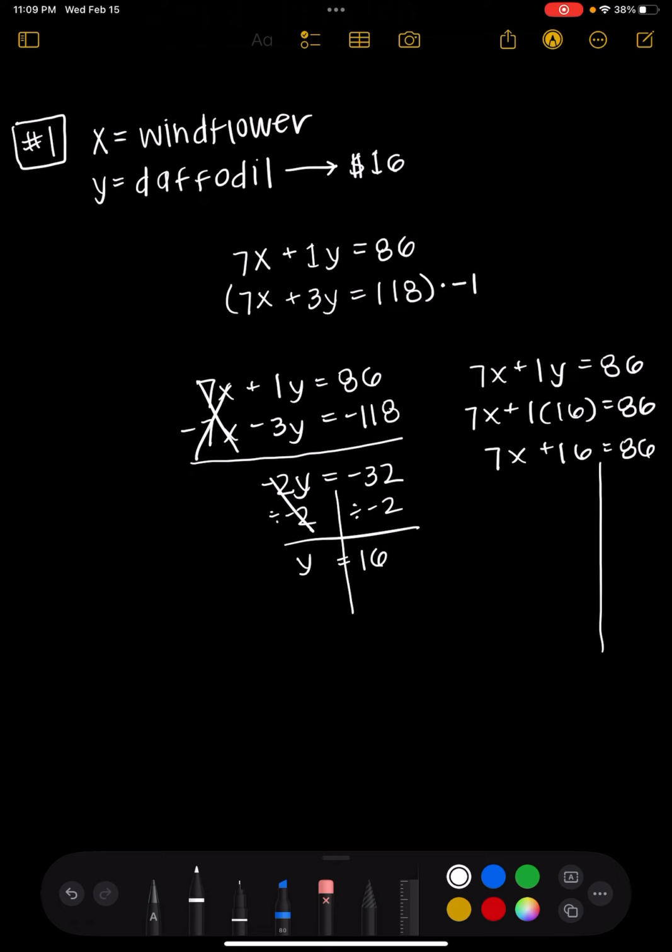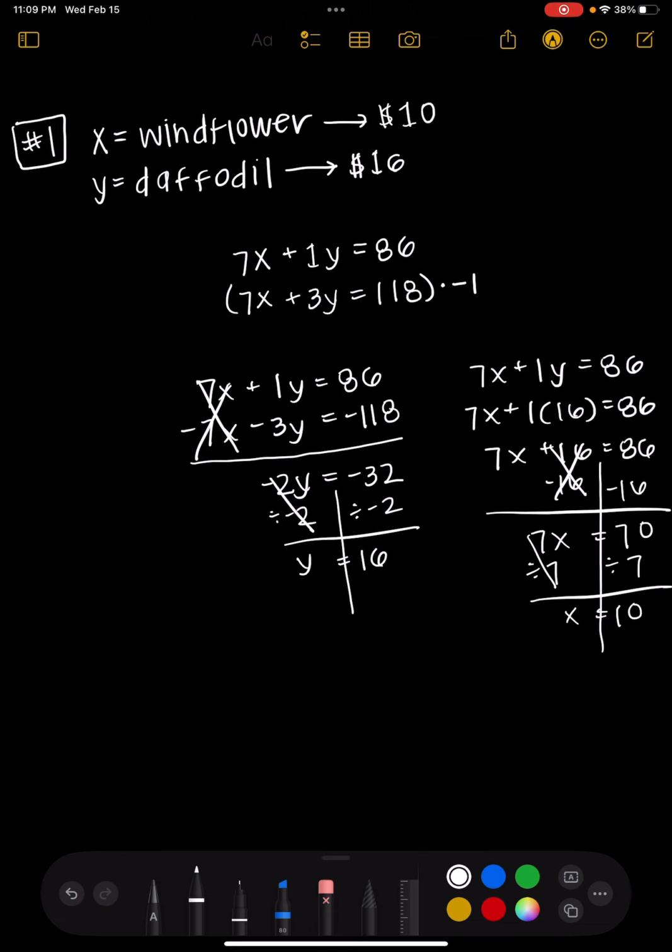I'm going to subtract the 16 from each side. We would get 7x, the 16s cancel out, equals 70, because 86 minus 16 is 70. Then I can divide each side by 7. We would end up with x is equal to 10, which means that the windflower bulbs are worth $10 each. And those are my 2 answers.